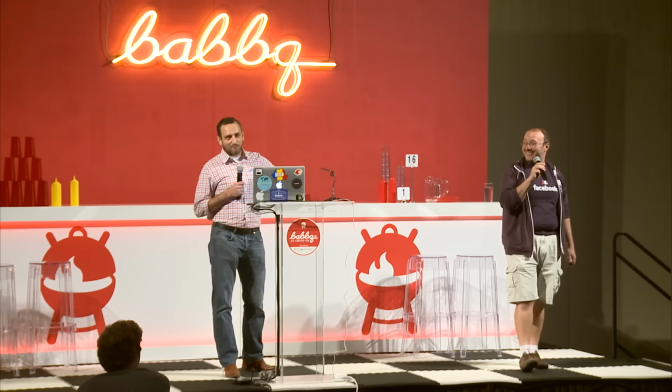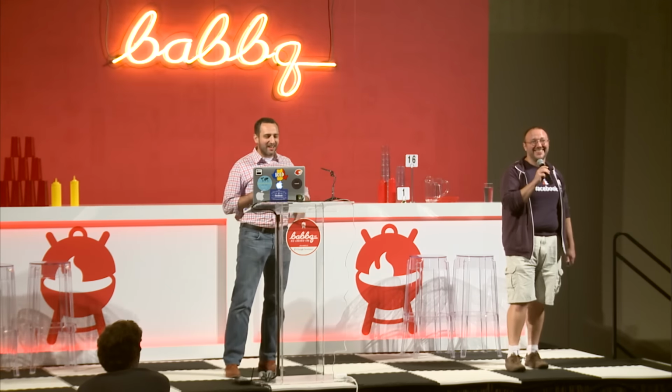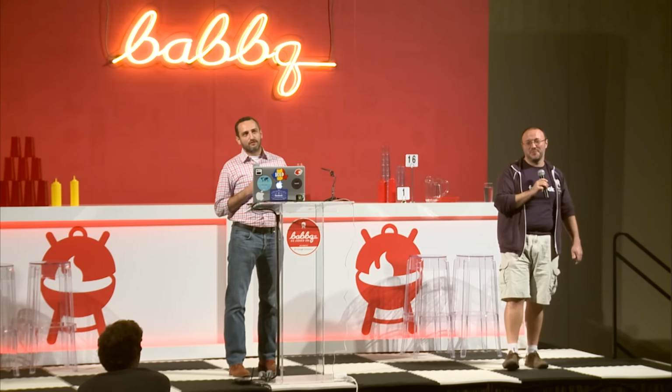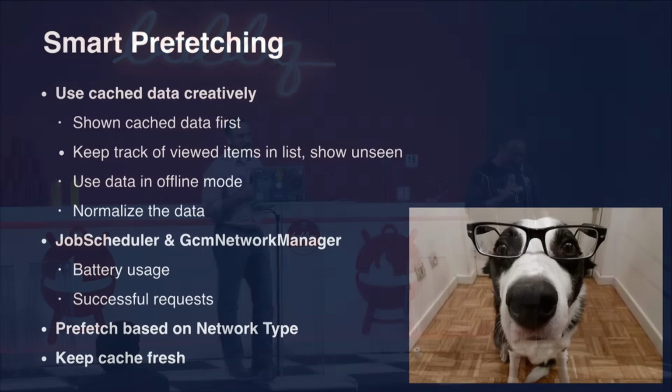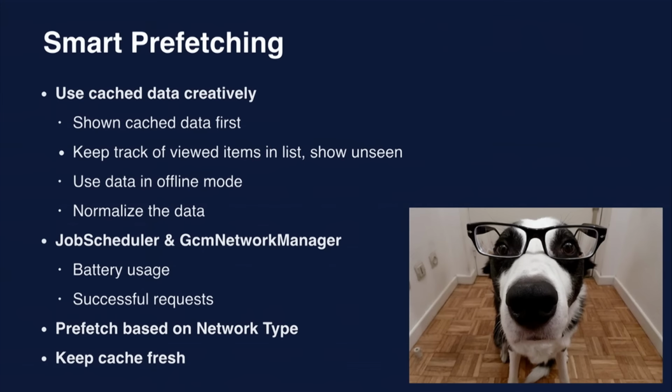So to deal with that, we'll talk a little bit about what smart prefetching looks like. There are lots of challenges, so use the cache data creatively. In our app, for example, when you wake up the app initially, we'll show you stories you've already downloaded. We're starting to show you stories that we have in your cache but you've never seen before. There's no reason to show you something that we already have and wait for the network.